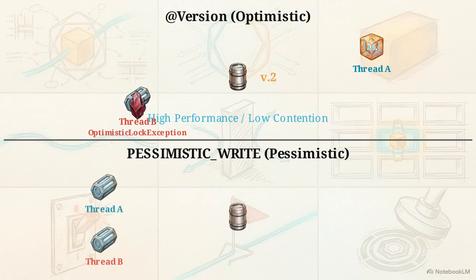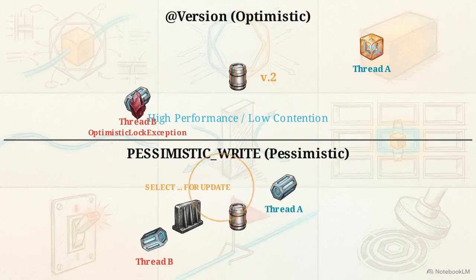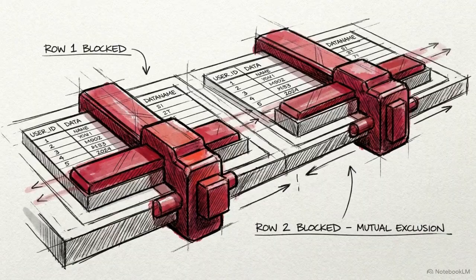On the bottom half, we see the strict alternative, pessimistic locking, via the pessimistic write configuration. This function issues an explicit raw blocking lock directly at the database hardware layer by emitting a SQL select for update statement. A solid wall anchors onto the specific row, forcing any concurrent thread into a blocking loop until it's released. This model is essential for preventing dangerous race conditions during high-contention, mutually exclusive operations, like processing microservice balance deductions.